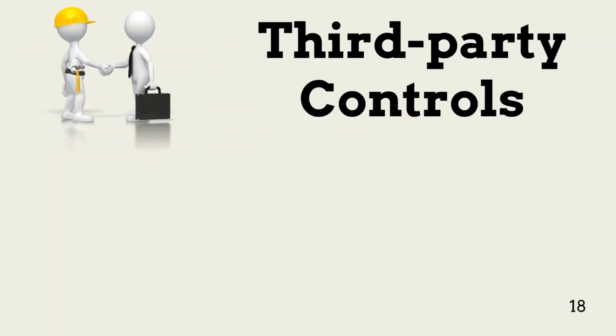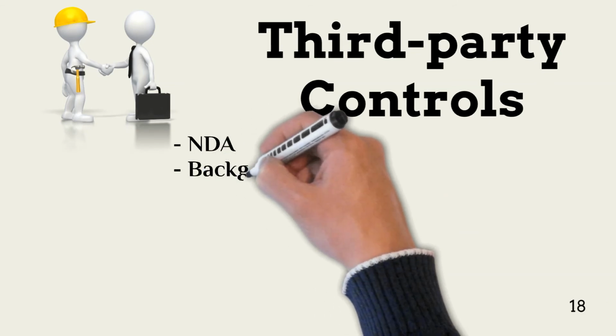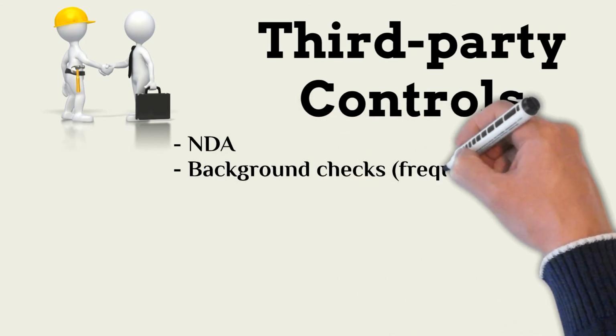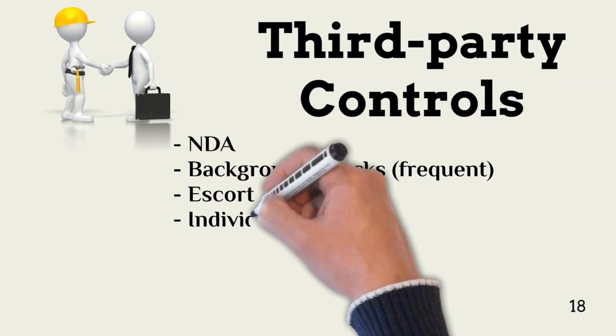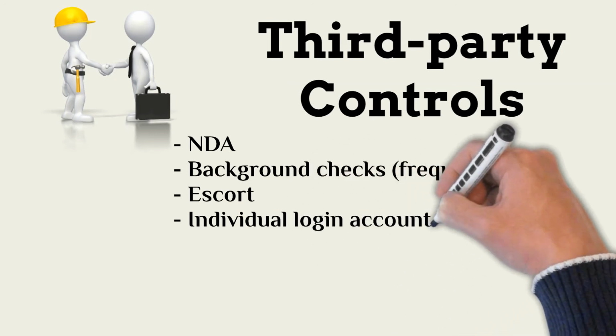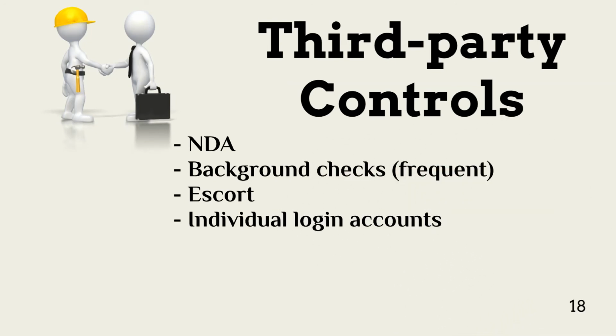In addition to managing employee access, organizations must also manage third-party access. Third parties include system and network maintenance vendors, third-party application developers, and data center maintenance companies. One of the ways that we manage third-party personnel is with a non-disclosure agreement. For contractors with access to highly sensitive information and critical systems, an organization should consider ensuring that the contractor performs regular background checks on its employees.